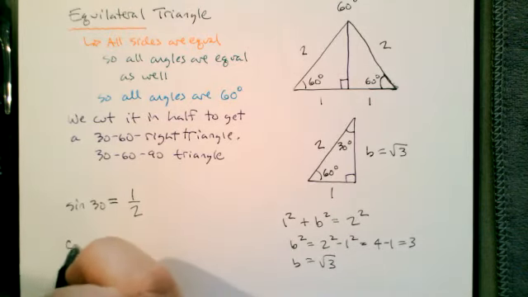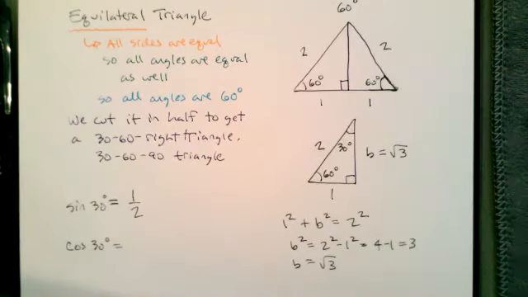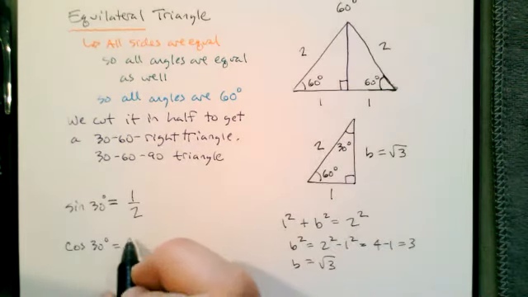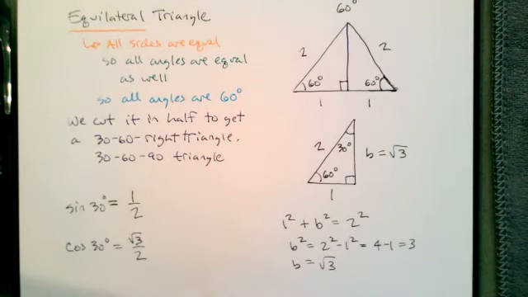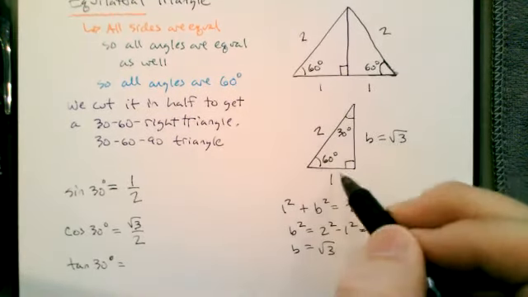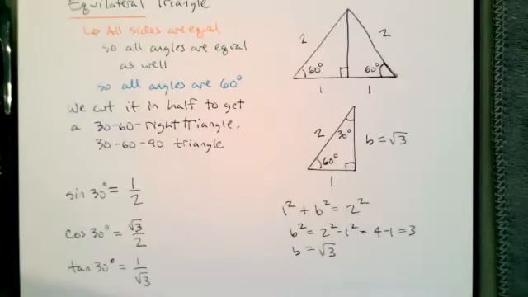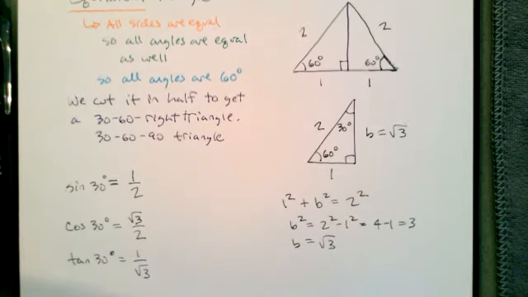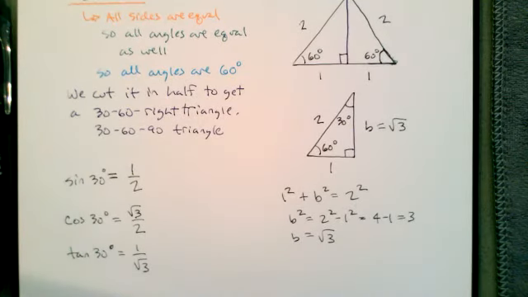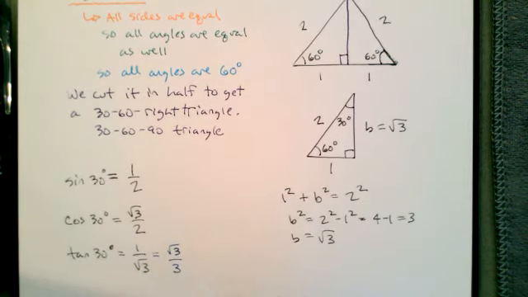Cosine of 30 degrees is adjacent over hypotenuse, so that's going to be √3/2. And the tangent of 30 is opposite over adjacent, so 1 over the square root of 3. The rationalized form of 1 over the square root of 3 will be written as √3/3.